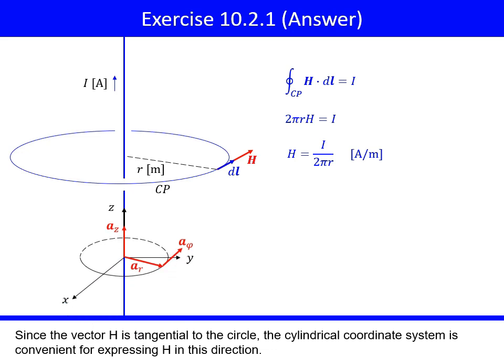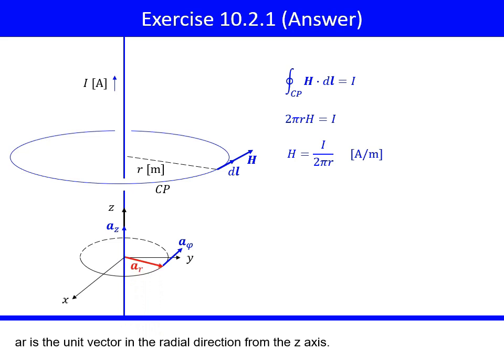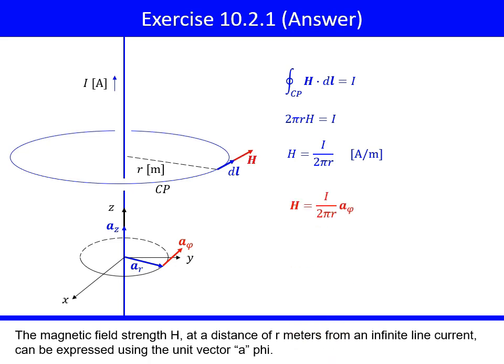Since the vector H is tangential to the circle, the cylindrical coordinate system is convenient for expressing H in this direction. The unit vector AZ is along the z-axis, and the infinite current line lies on this axis. AR is the unit vector in the radial direction from the z-axis. A phi is the unit vector perpendicular to AR and tangent to the unit circle. The magnetic field strength H, at a distance of r meters from an infinite line current, can be expressed using the unit vector A phi.